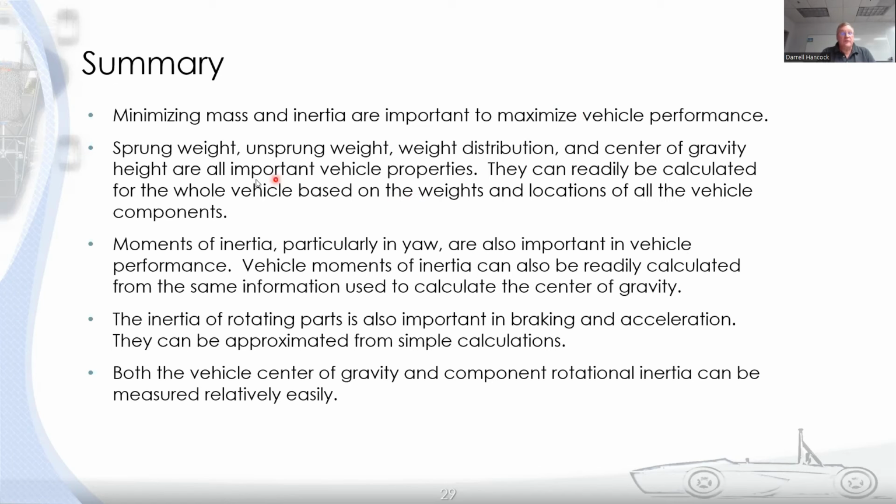There are several important criteria: the sprung weight or sprung mass, unsprung weight, the weight distribution, and the center of gravity location, both in X, Y, or in X, Y, and Z. All three are important vehicle properties. You can calculate them, and then you can actually measure them. Pretty straightforward once you have a vehicle.